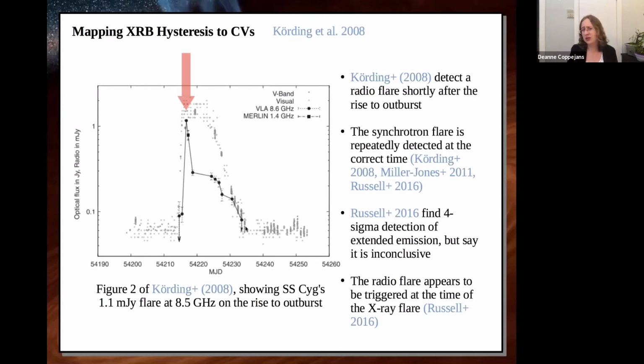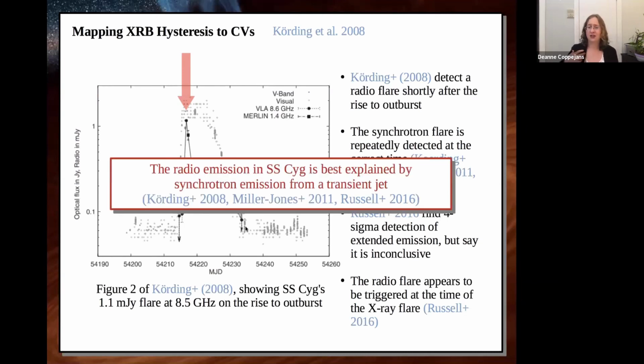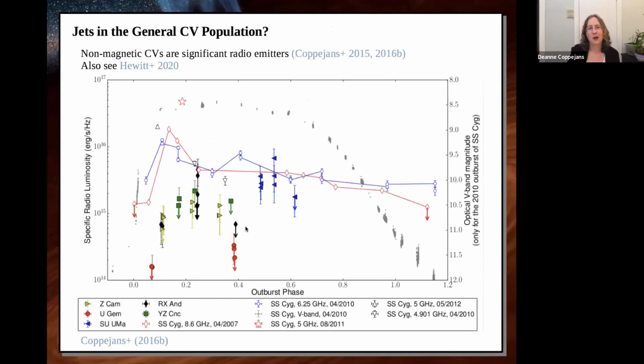What's more, in 2016, Russell et al. found a 4 sigma detection of extended radio emission, but it was not conclusive what the nature of that was. So all these studies have found that this radio emission in SS Cygni is best explained by synchrotron emission from a transient jet. But what about the rest of the population?